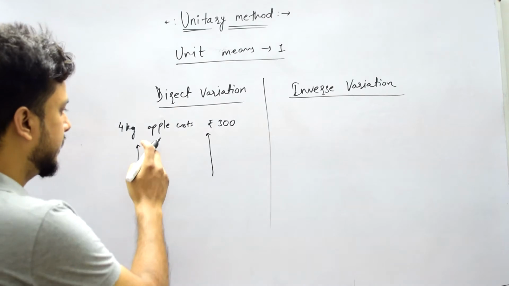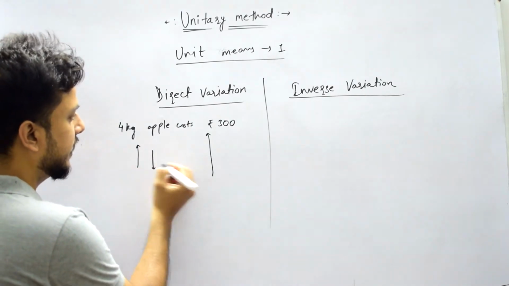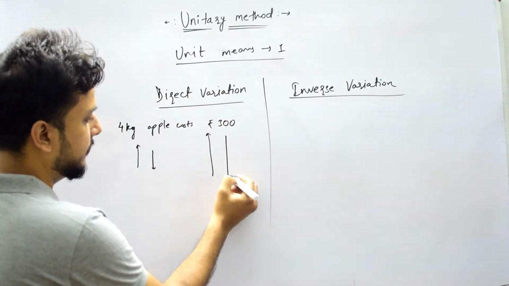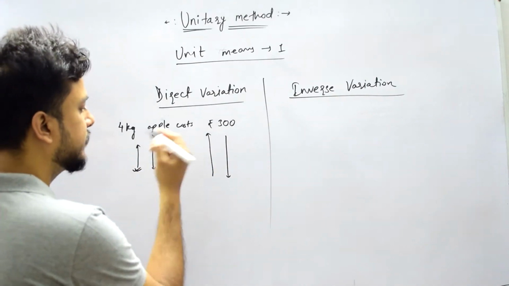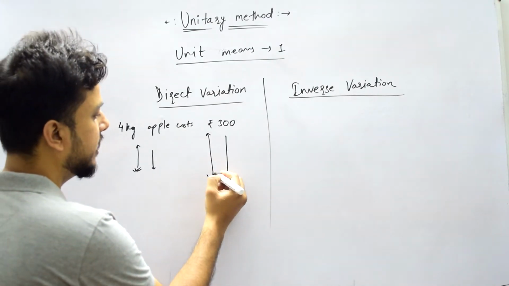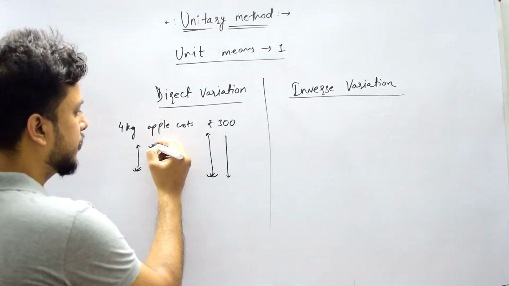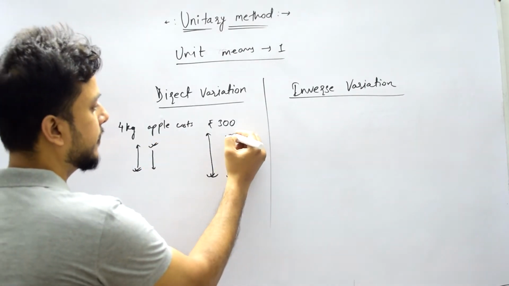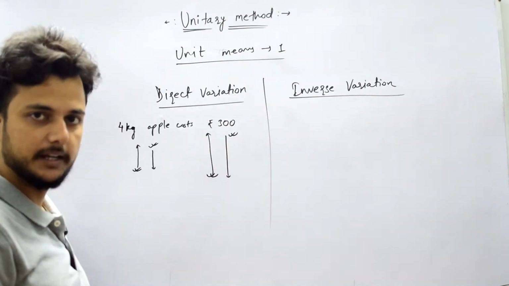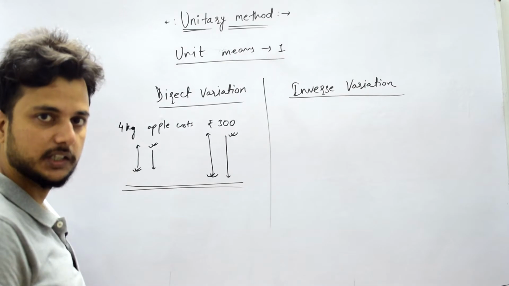Now if I have to buy less apples, then I have to pay less money. So if the amount of apple increases, then the money which I have to pay also increases, and if I am buying less apples, that means I have to pay less money. This type of variation is known as direct variation.